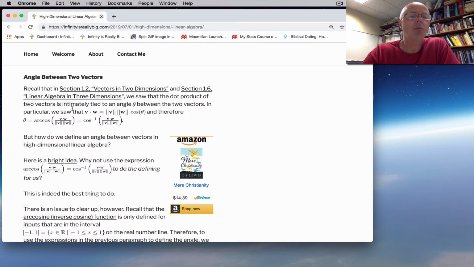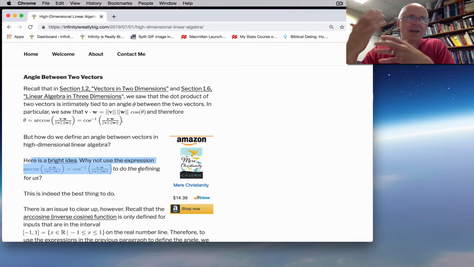You might hope that in higher dimensions that these equations are still true. And they are, but they're not true because of a proof. Instead, they're true because of a definition, okay? We really define this expression to be the angle between two n-dimensional vectors instead of proving that it is, okay? Because we can't visualize it. We can't visualize a higher dimensional angle, so how do you know that this would be the angle? Well, you're going to define the angle to be that.